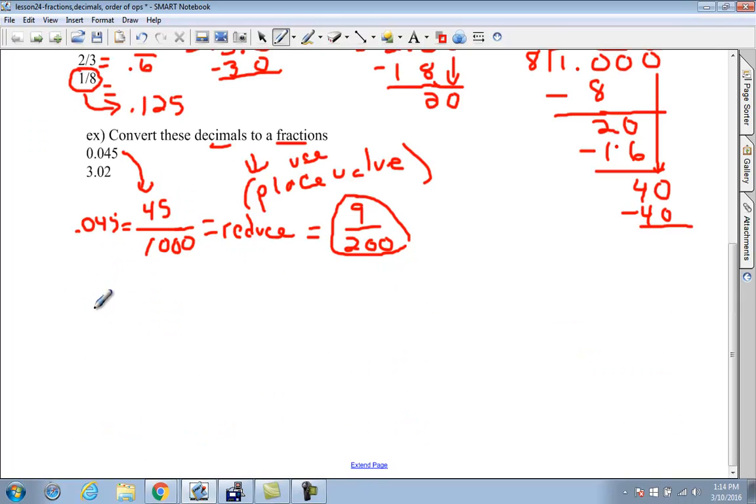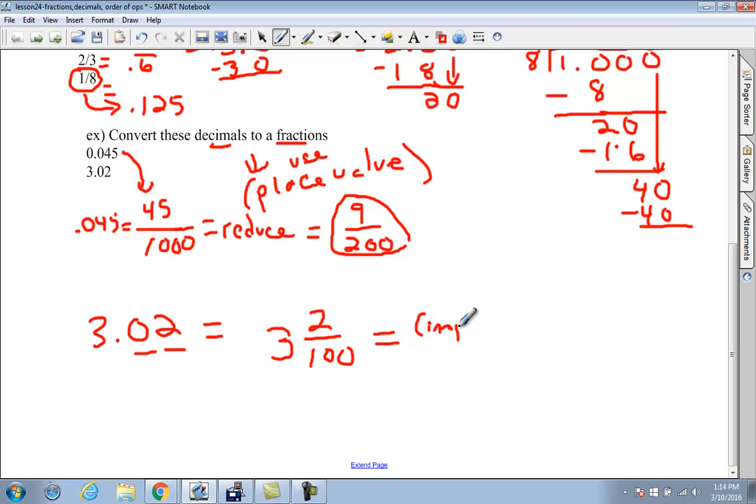Okay. And then 3.02, again, lean off of the place value, tenths, hundredths. So that's read as 3 and 2 hundredths, which is a mixed number. Note to self, we can convert the mixed number to an improper fraction. So 100 times 3 is 300 plus 2. So we could say that's 302 out of 100.